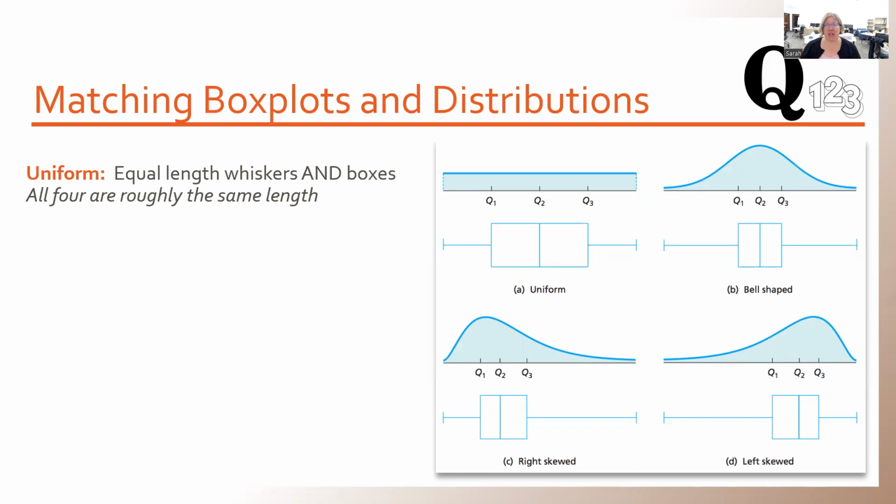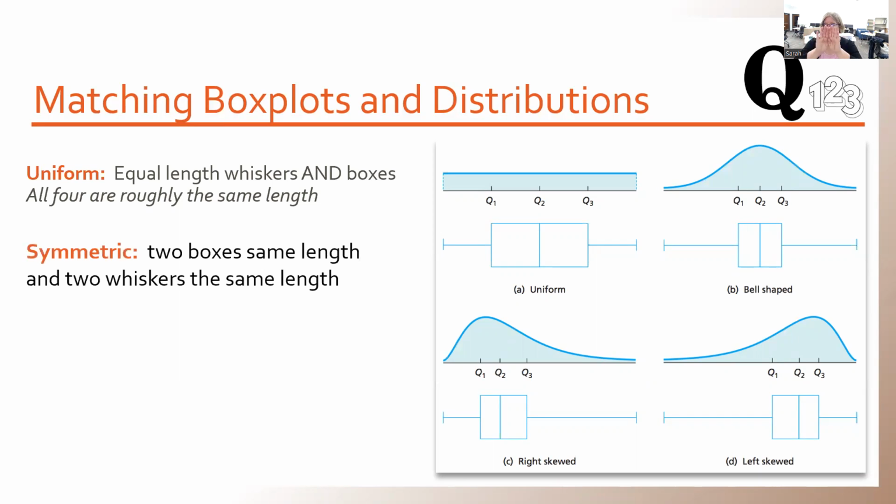Let's see, a symmetric distribution is next. A symmetric one is the one where you can fold it in the middle and it makes a mirror image of itself. And you have 2 parts that are the same here. So in a symmetric one, both of the boxes need to be roughly the same. And separately, both of the whiskers need to be about the same length.